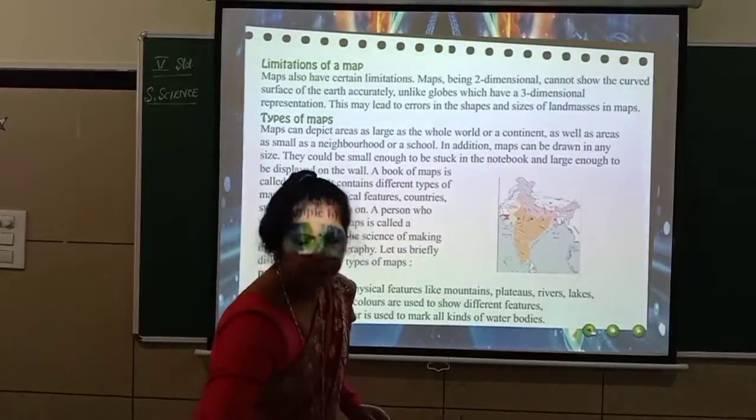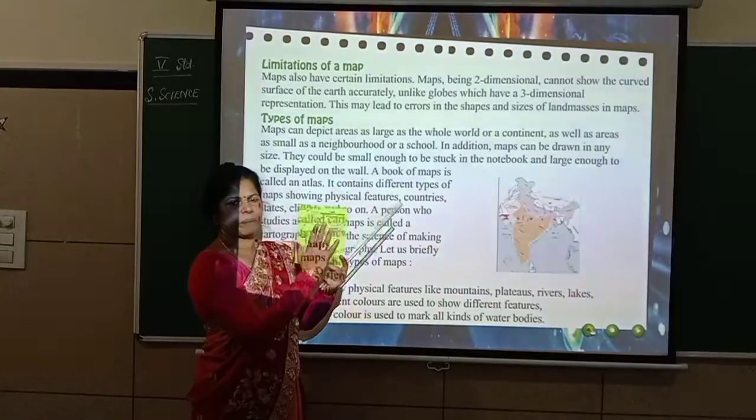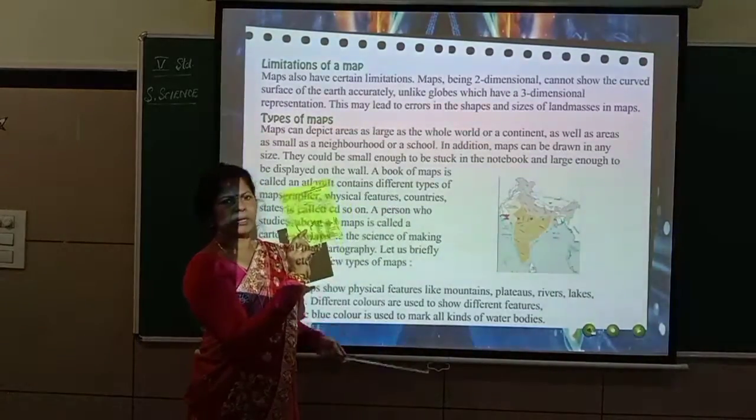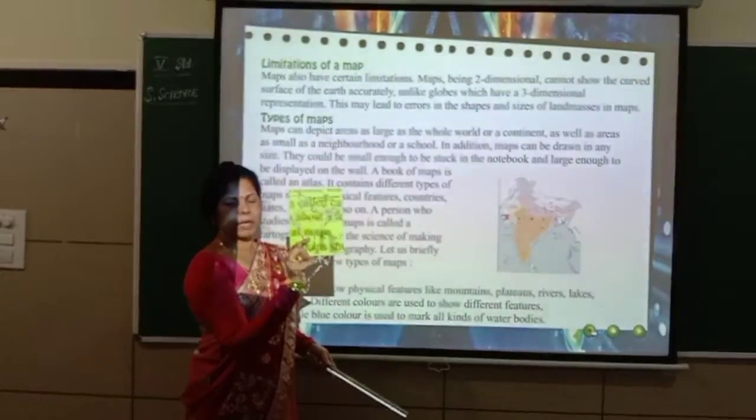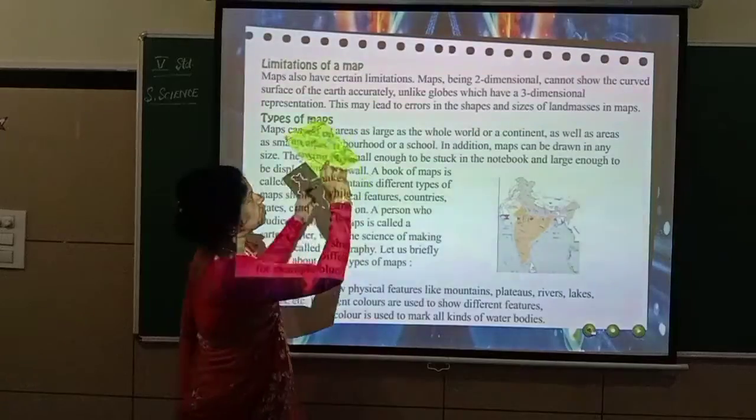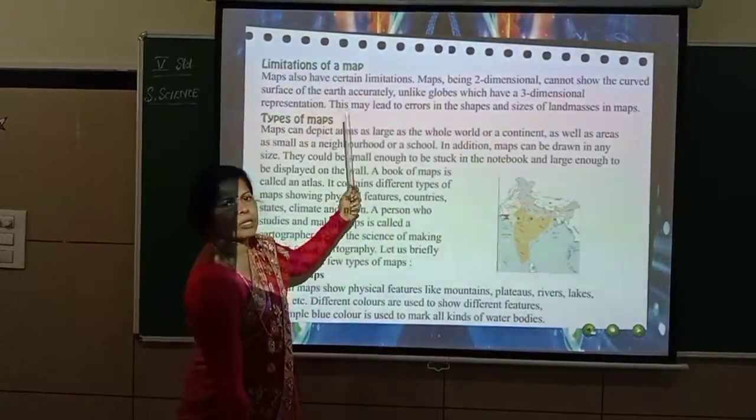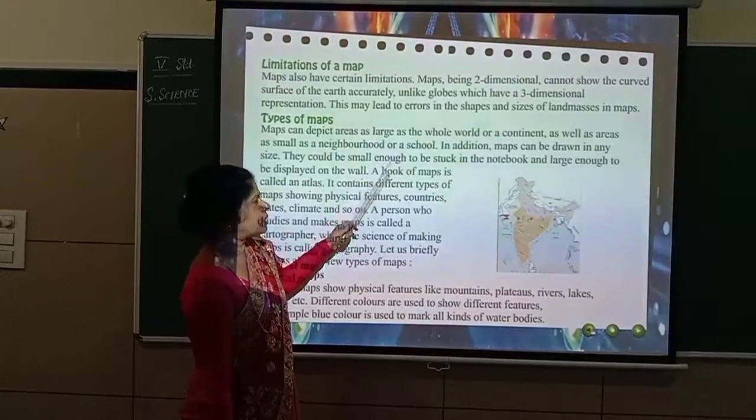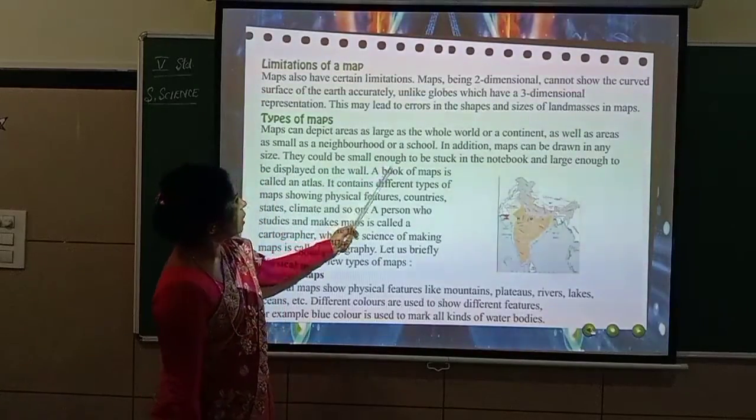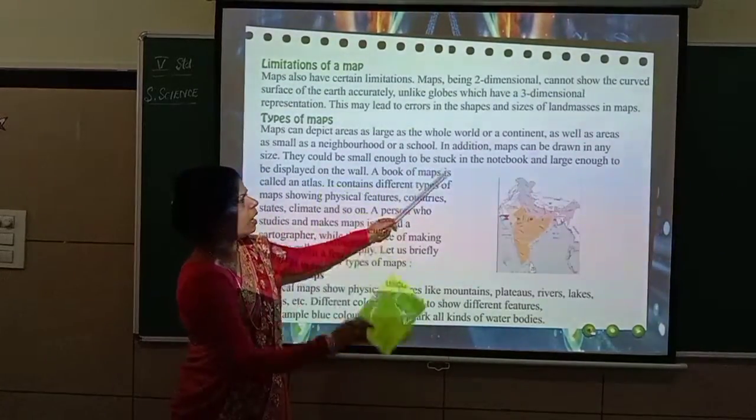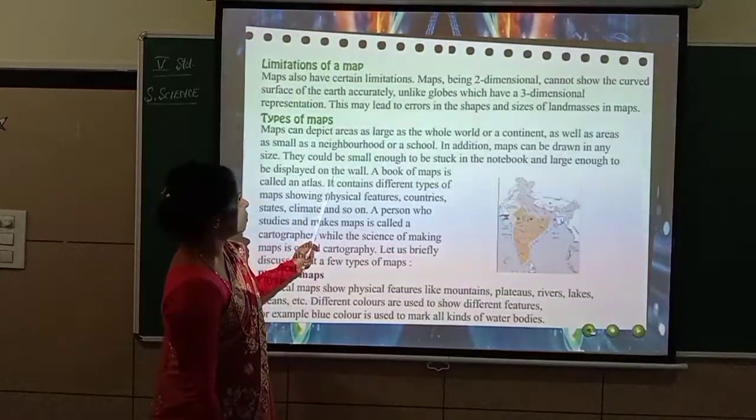See, now just imagine this. This is actually plastic, but it is on paper if you are done. What you can do? You can just stick it in your notebook, isn't it? Yes or no? Because it is small. At the same time, if you want to use the whole wall, the whole wall also you can convert into a map. So that's the meaning here. Any size you can draw. They could be small enough to be stuck in the notebook and large enough to be displayed on the wall. Big walls also you can display it.